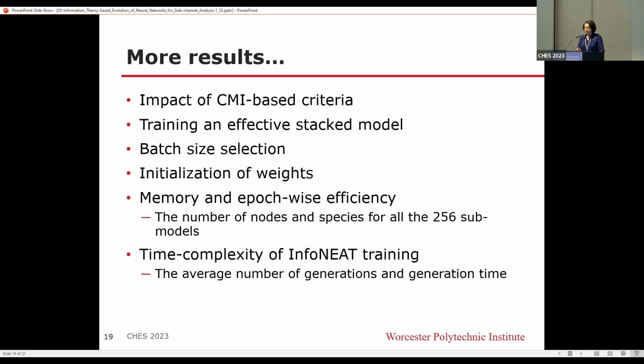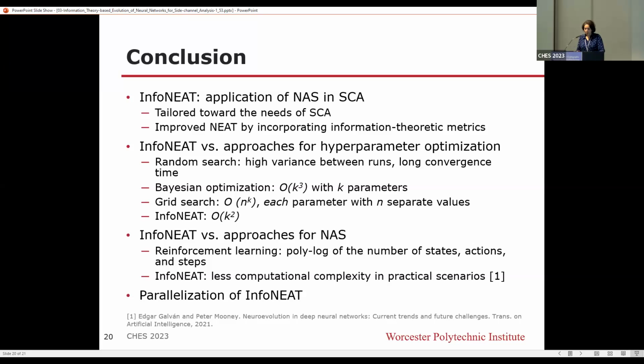And about the time complexity of InfoNet, there are some results in the paper, but I would like to also conclude the talk by going through the time complexity of InfoNet compared to its counterparts. What is the closest counterpart of InfoNet? Reinforcement learning.